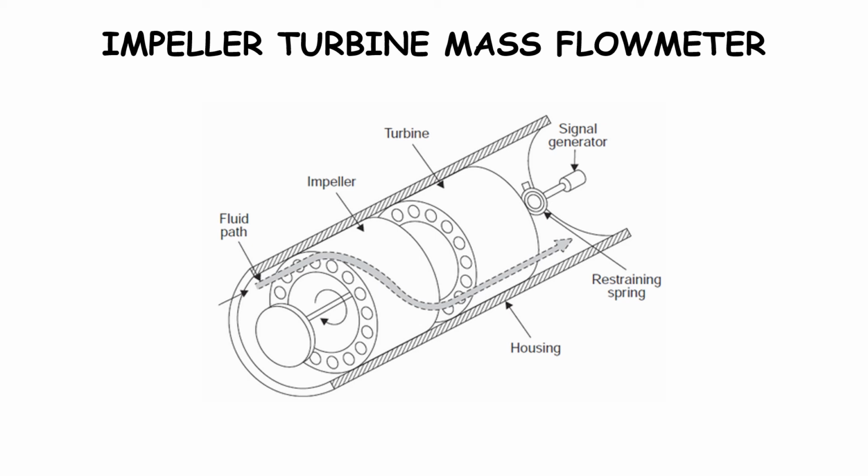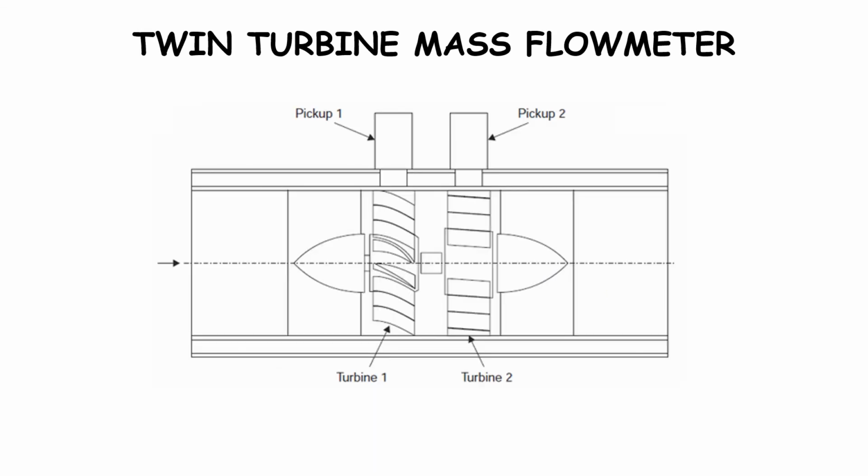A typical turbine located downstream of the impeller removes all the angular momentum from the fluid and thus receives a torque which is proportional to the angular momentum. This turbine is restrained by a spring which deflects through an angle which is proportional to the torque exerted upon it by the fluid, and thus gives a measure of the mass flow. And next to the impeller we have the twin turbine mass flow meter.